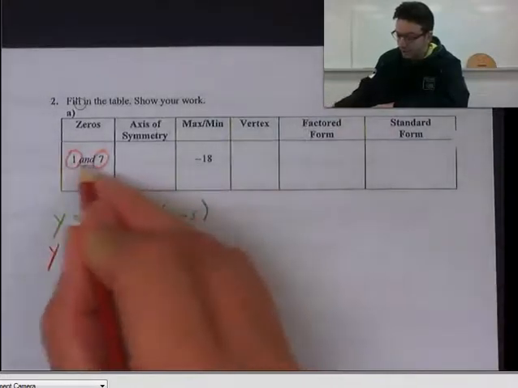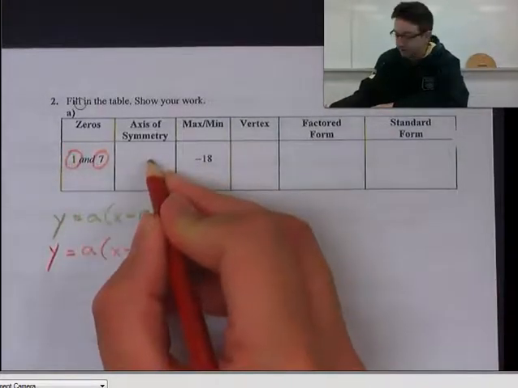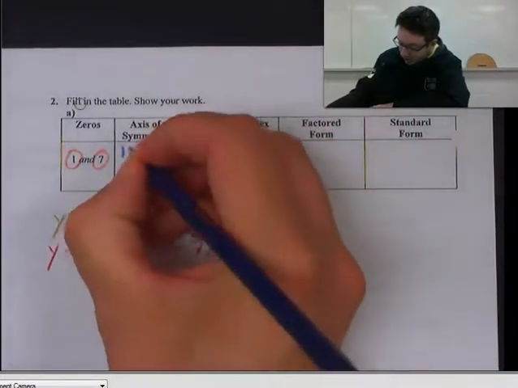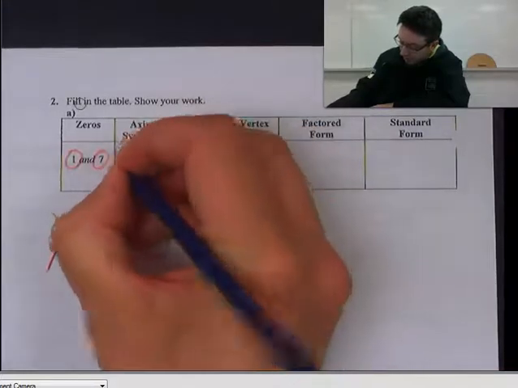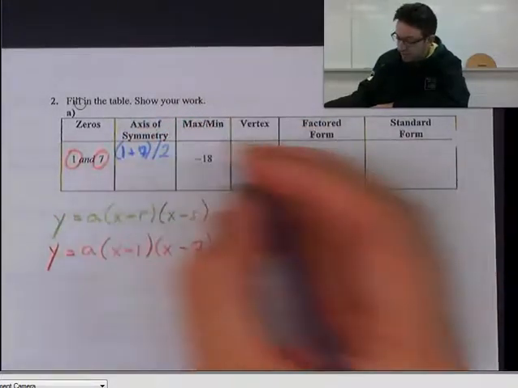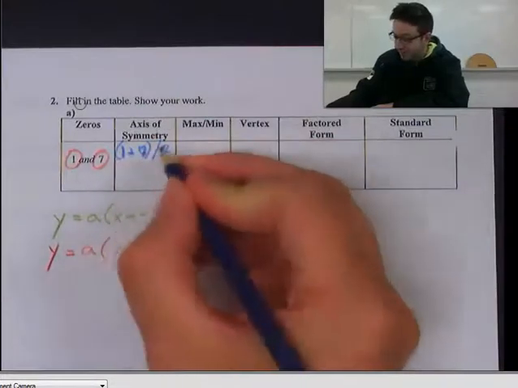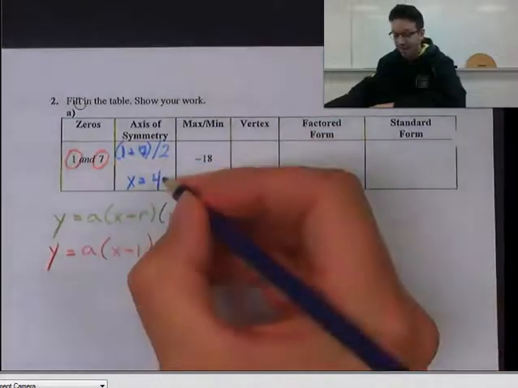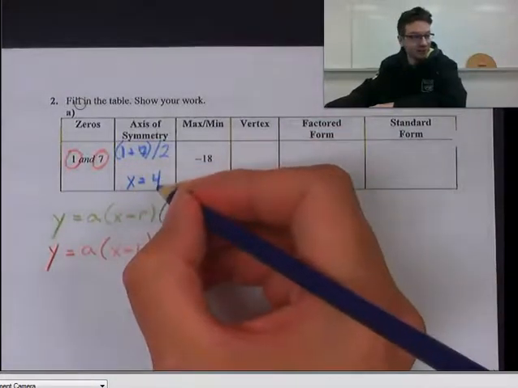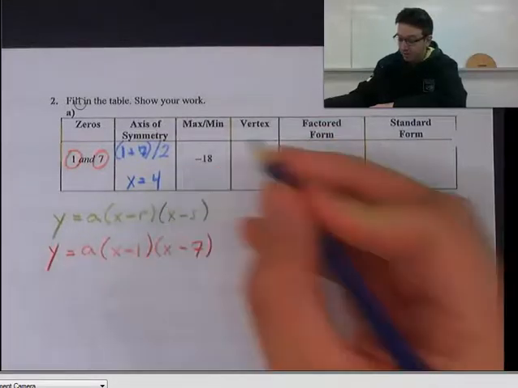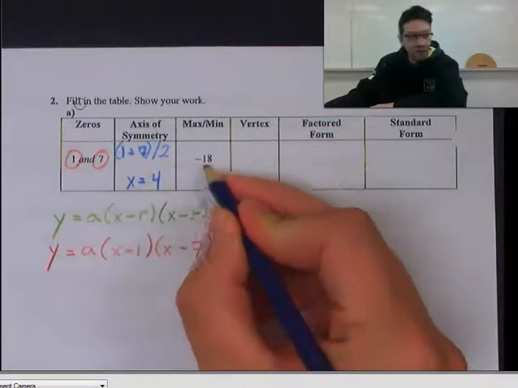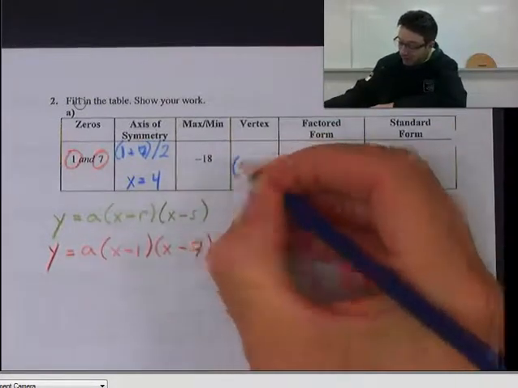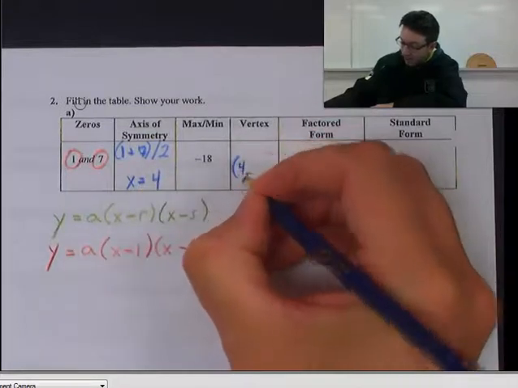Well, if I know what the zeros are, I can figure out what the axis of symmetry is. All we're going to do is find the average. So the average would be 1 plus 7, all divided by 2, right, which is 8. 1 plus 7 is 8, divided by 2 is 4. So the axis of symmetry is at x equals 4. And I know that's where the vertex is going to be. Therefore, this is telling me what that y-coordinate is for the vertex, because that's our maximum or minimum point. So I know the vertex is at 4 and minus 18.